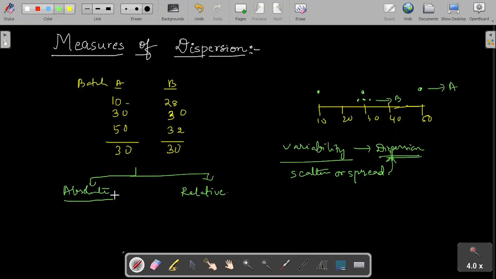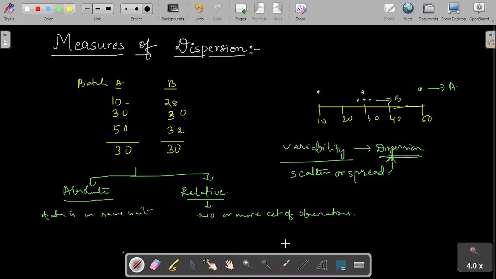So absolute measure of dispersion is used to measure the variability of given data expressed in the same unit. So data here is in the same unit. And relative measure is the measure used to compare the variability of two or more sets of observations. This is two or more sets of observations. So you can remember it like this.